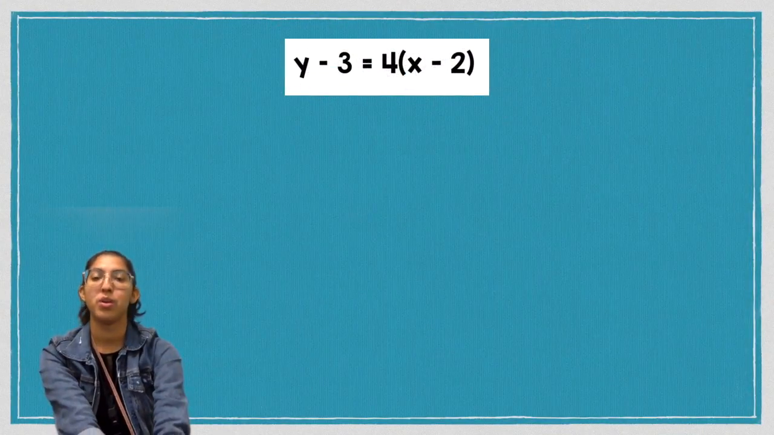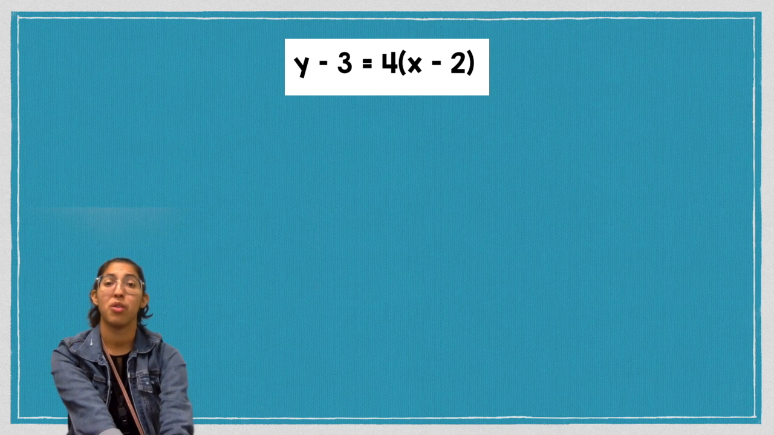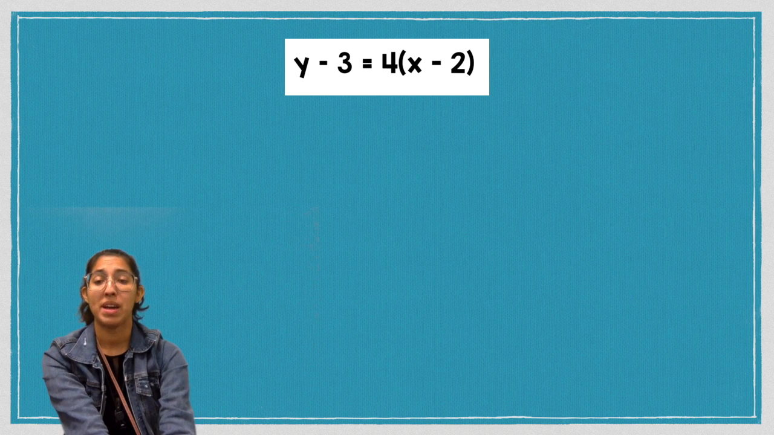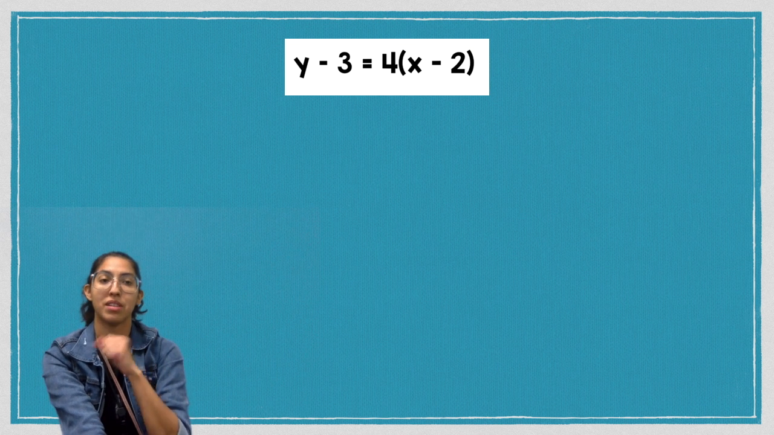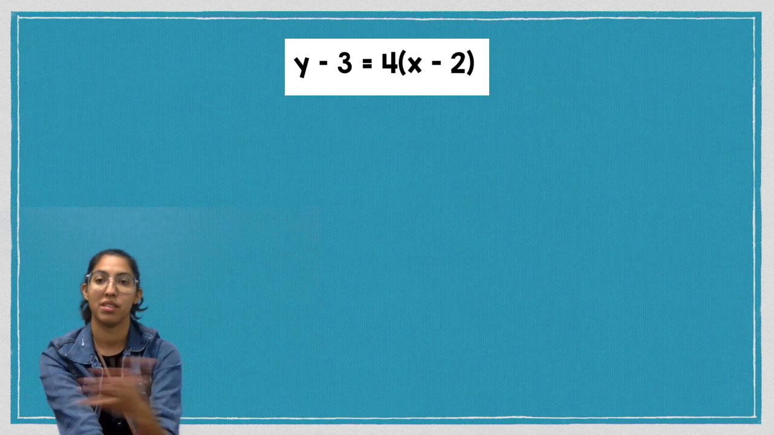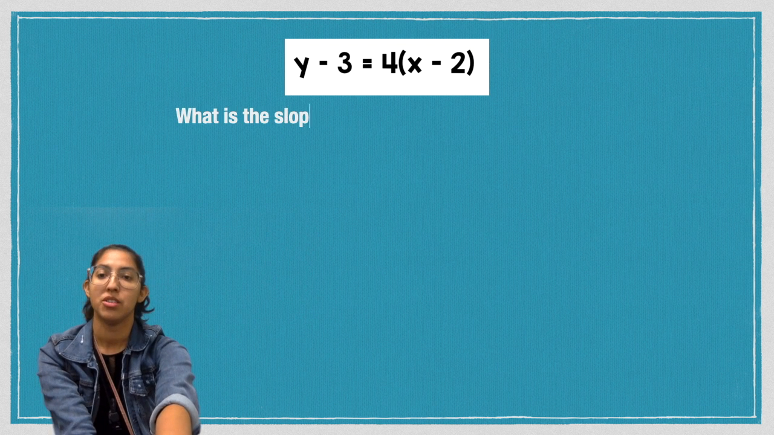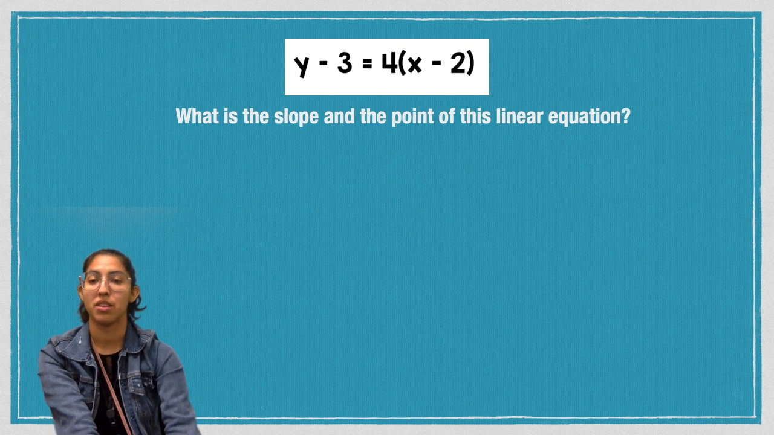So next, what if we are given an equation already in point slope form? y minus 3 equals 4(x minus 2). Can I take out the information that's given and tell what that information is? So yes, what is the slope and the point of this linear equation?